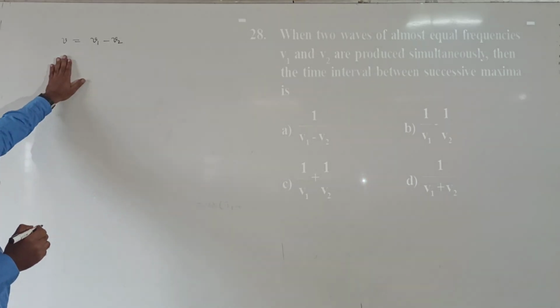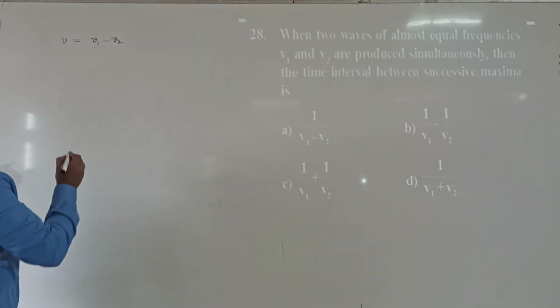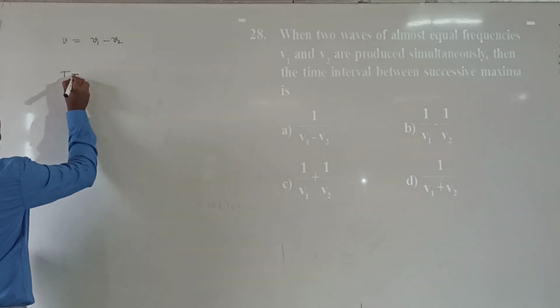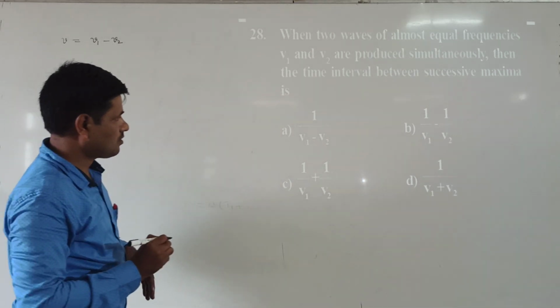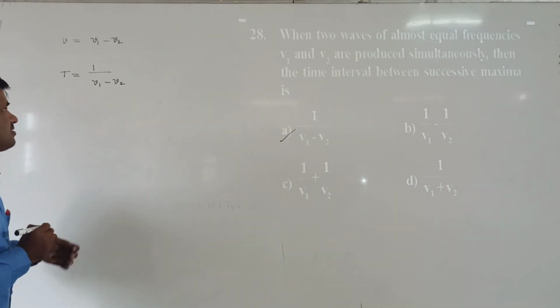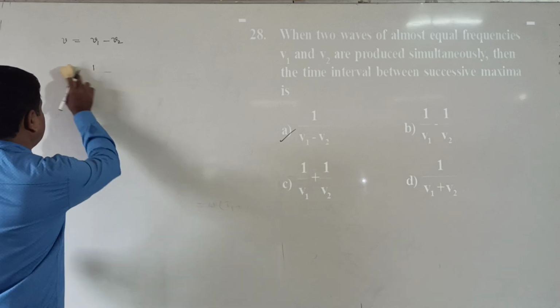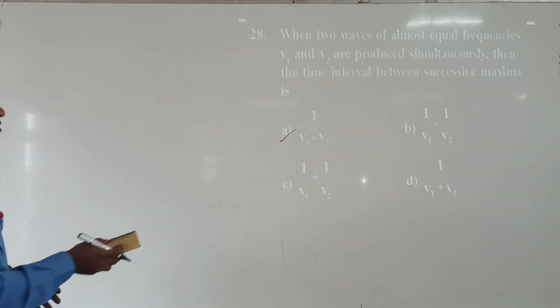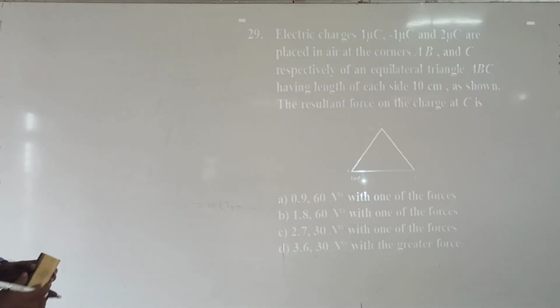Now this is the frequency. The time interval is asked. Frequency and time interval are reciprocal to each other. So the time interval T is equal to 1 by (ν1 minus ν2). Which option is correct here? Option A is correct. Next we go to question number 29.